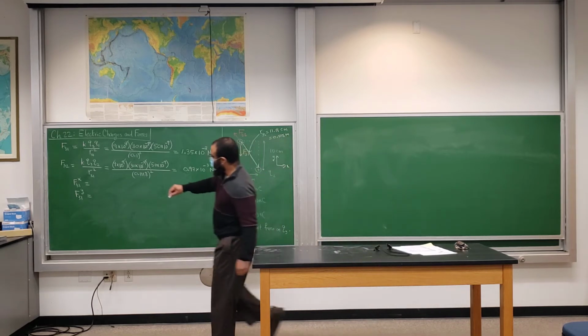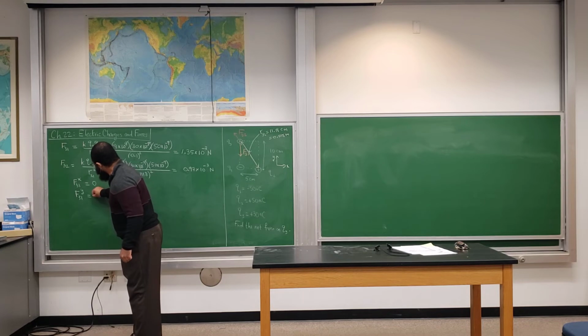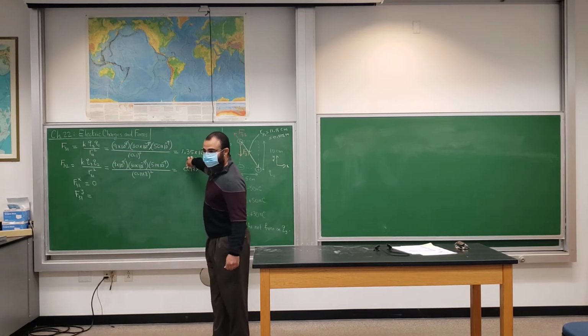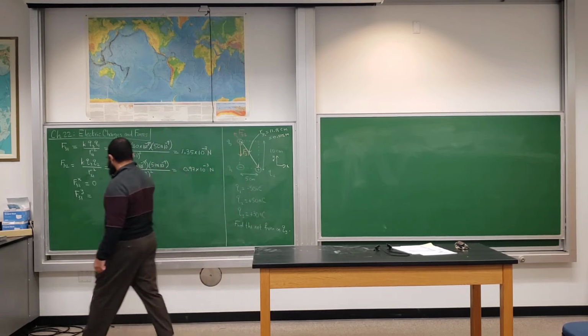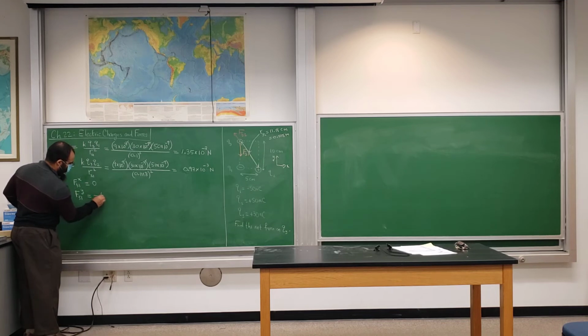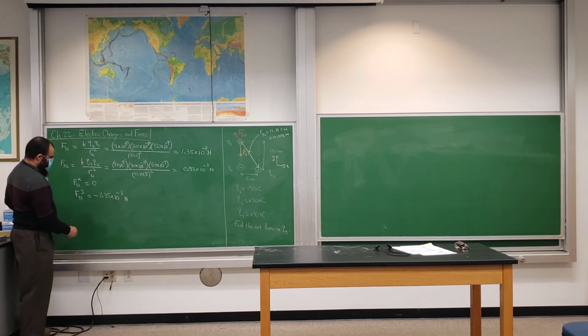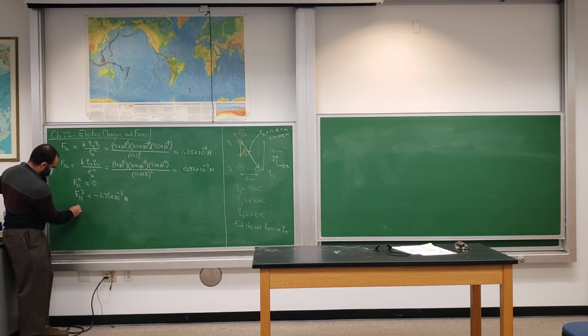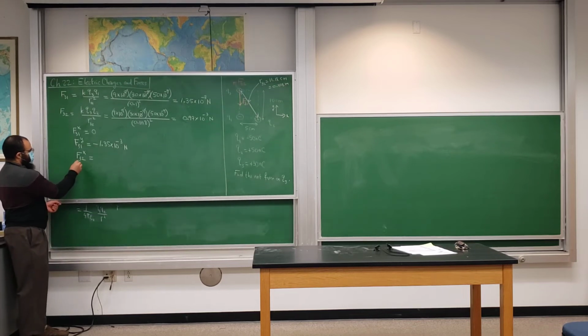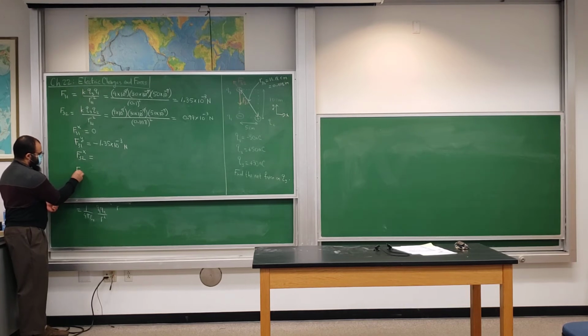So the x component of this force is 0, and its y component is entirely in the y direction. So it's this number, but with a minus sign. I put the minus sign on by myself. So minus 1.35 times 10 to the minus 3 newtons. Now let's look at the force on 3 due to 2, x component, and y component.